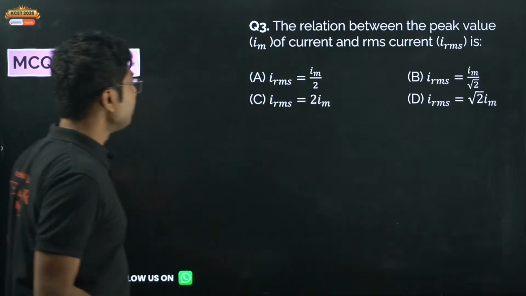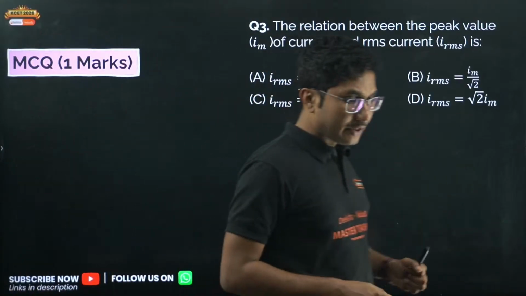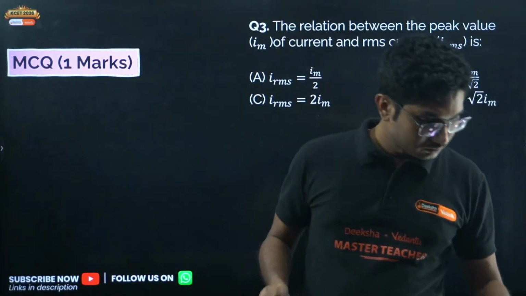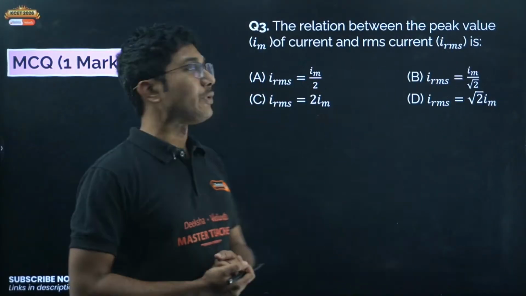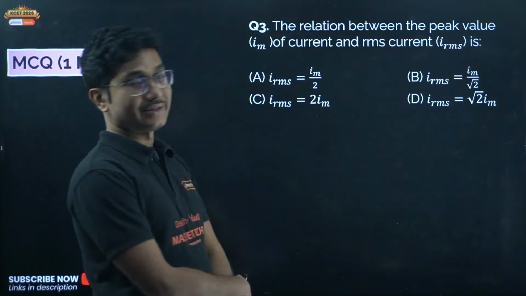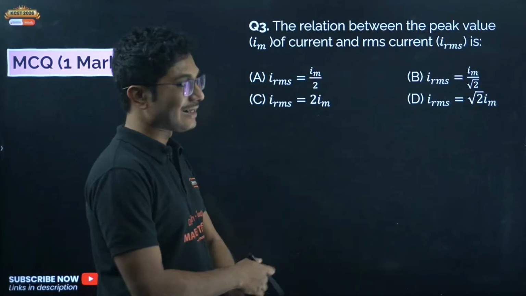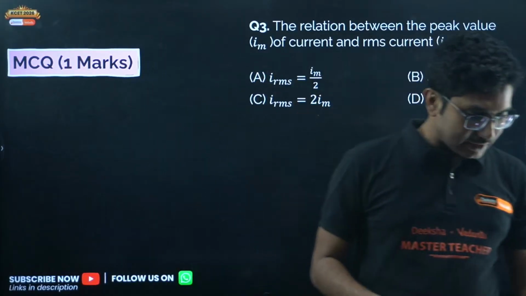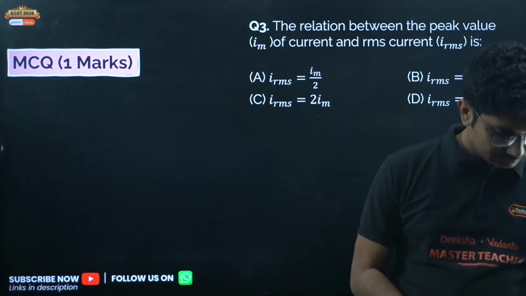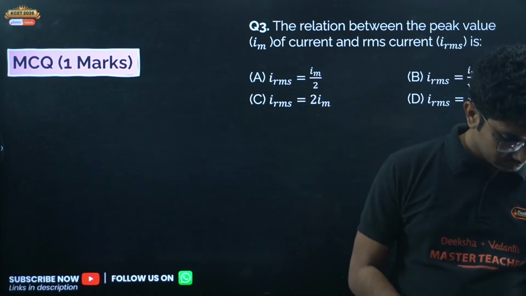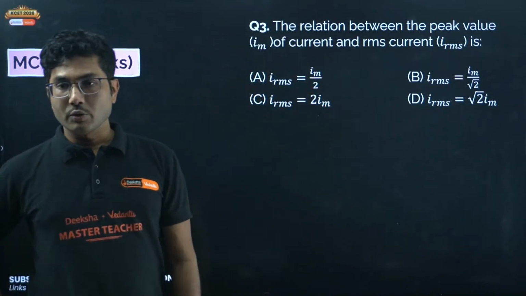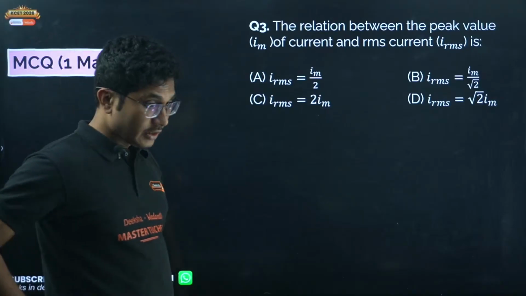Now next question: the relationship between peak value Im of current and RMS current is. So what is the relationship between peak current and RMS current? Let's answer this quickly. Quickly guys, easy question.